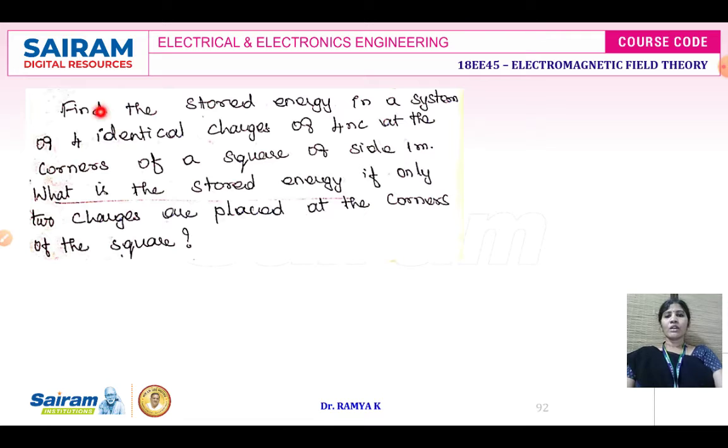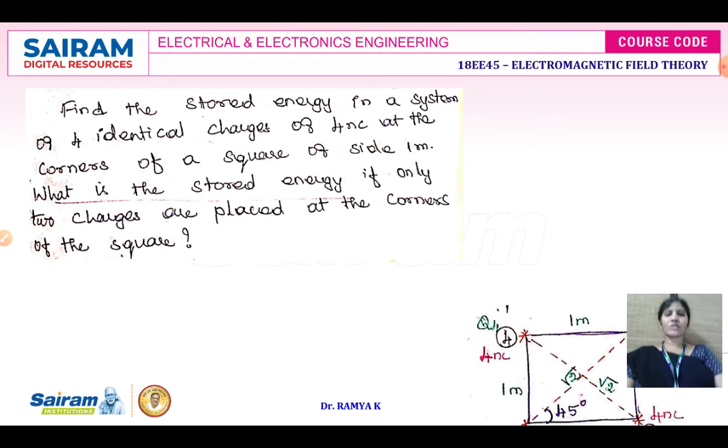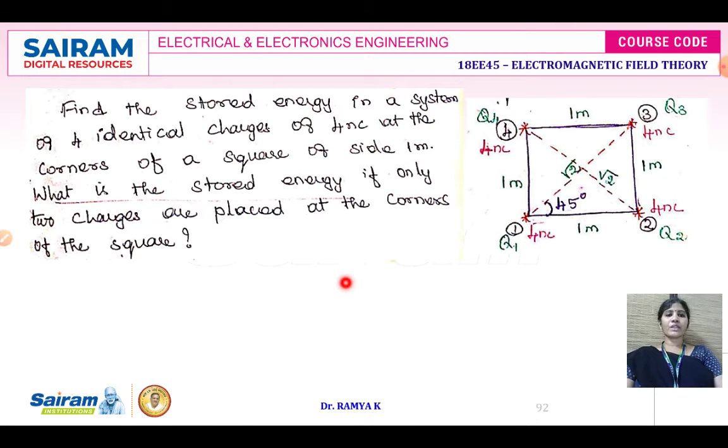Next problem. Find the energy stored in a system of 4 identical charges of 4 nanocoulomb at the corners of a square of side 1 meter. What is the energy stored if only 2 charges are placed at the corners of the square? So, this is going to be the diagram.